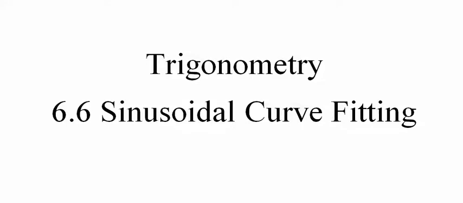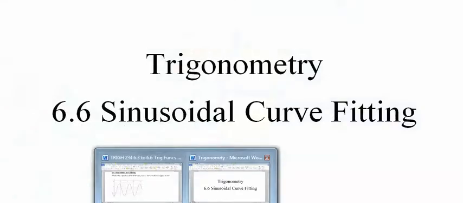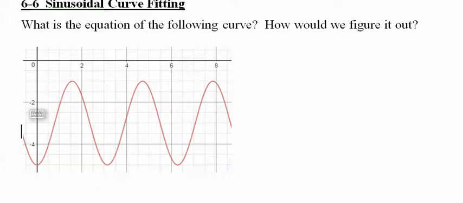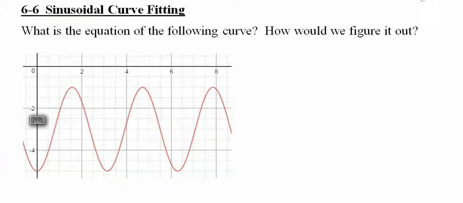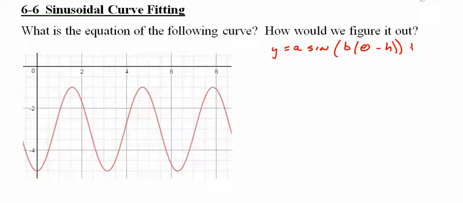Trigonometry, lesson 6.6, sinusoidal curve fitting. I'm not going to lie, I enjoy this. Remember our equation from earlier, y equals a sine b theta minus h plus k. We could use cosine too. Let's start figuring out the values here. Got to find the center line first.